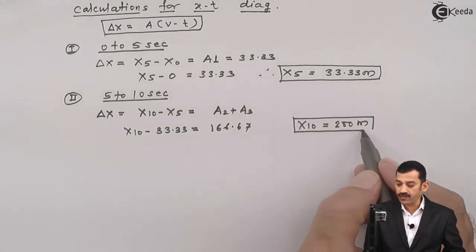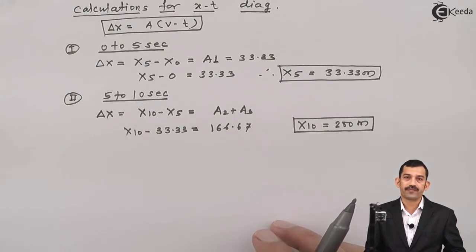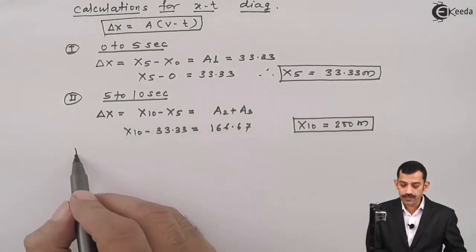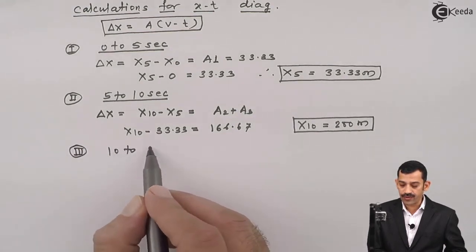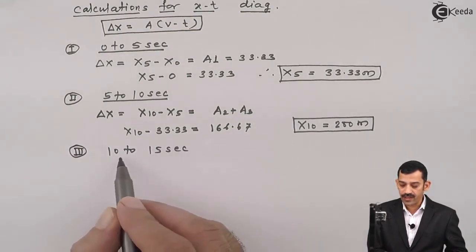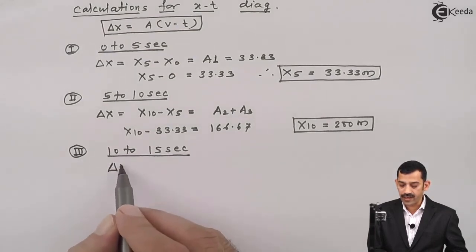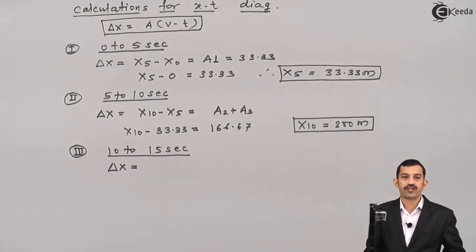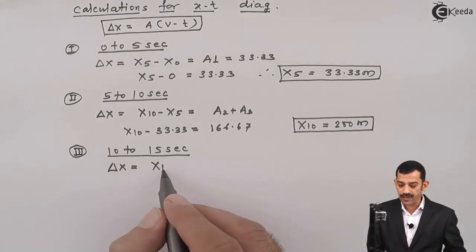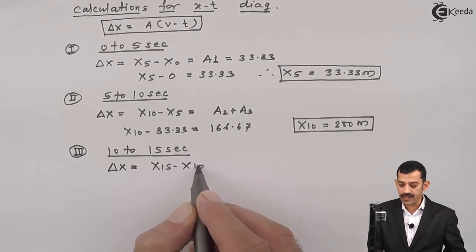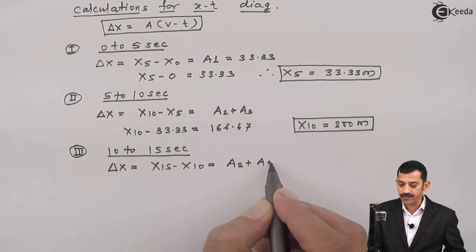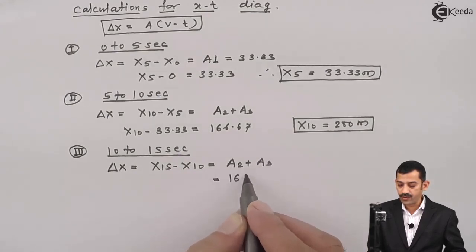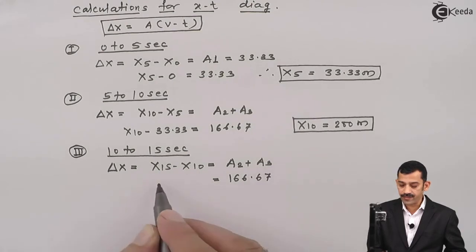Next time interval, if we concentrate after 10 seconds, it is 10 to 15 seconds. That means number 3, 10 to 15 seconds. In 10 to 15 seconds, how will we write delta x again? Change in position is final minus initial. Final means at 15 seconds, initial means at 10 seconds. The area from 10 to 15 seconds is A2 plus A3, which comes out to be 166.67.